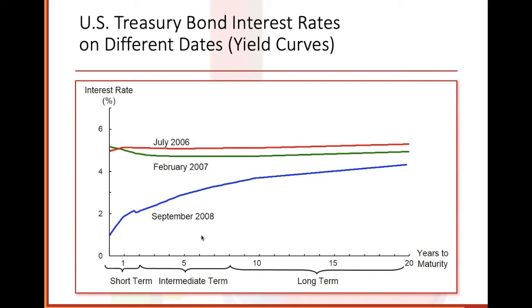So short term, intermediate, long term. Here's our time. Time is always on the x-axis. I'm sure you remember that from algebra. And here's our interest rates, September 08. And so it kind of gained, and then this pretty much stayed steady at about 5%, which is really good, 5% interest. That's better than you'll get on a savings account in a bank.